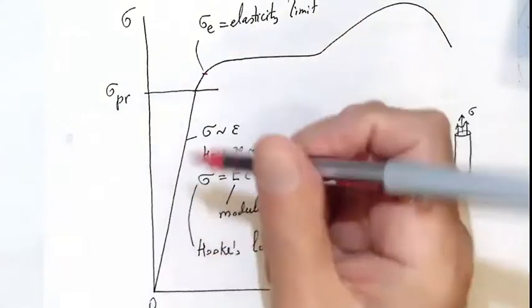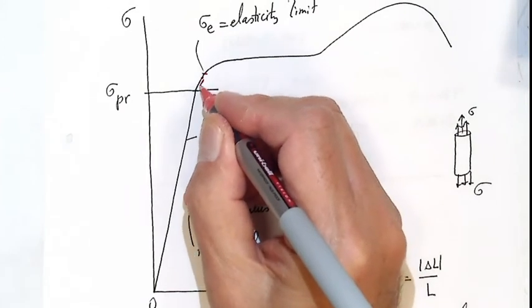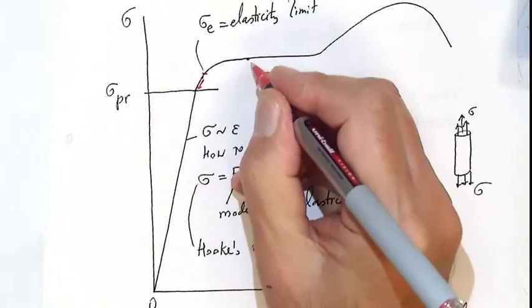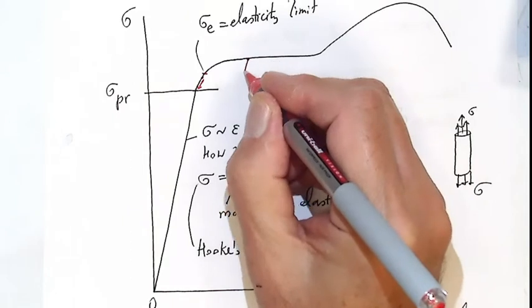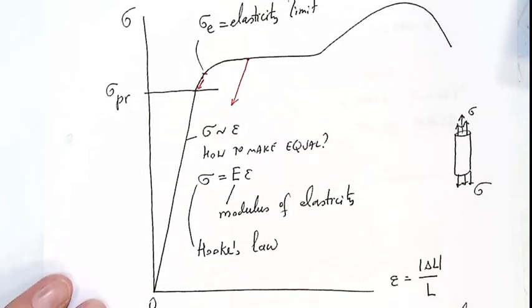That means that if I'm unloading, then the system will go back according to that line. But if I'm unloading from here, this will not go like this, but will go like this. Okay, you know all of this. You know from strengths of materials, from the course about materials. So I'm not going to repeat this.